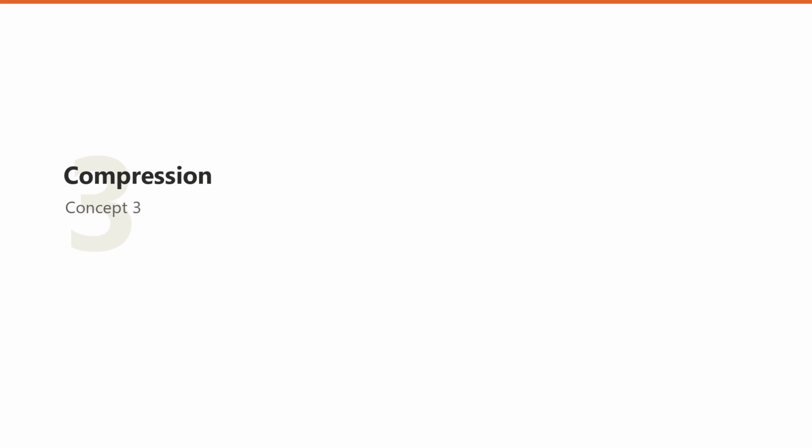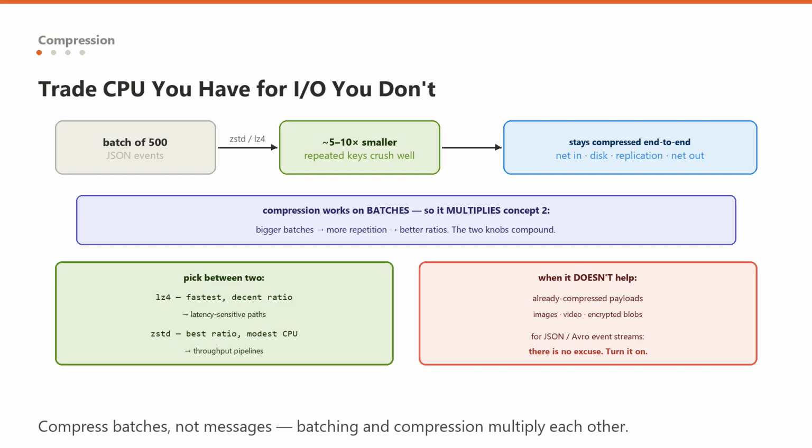Next, the knob that pays for itself. Compression. Compression in Kafka is a straight trade. Spend CPU cycles, which application servers usually have to spare, to save network bandwidth and disk, which under load you never have enough of. It is off by default, and turning it on is often a bigger win than any broker change you could make.